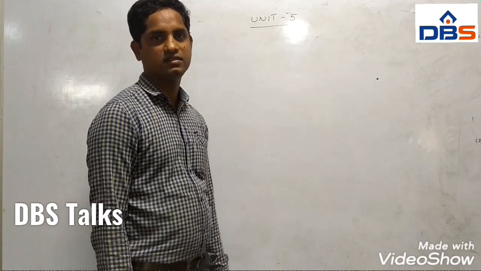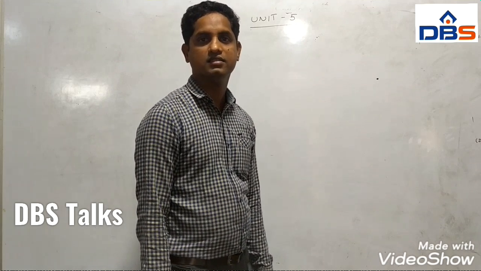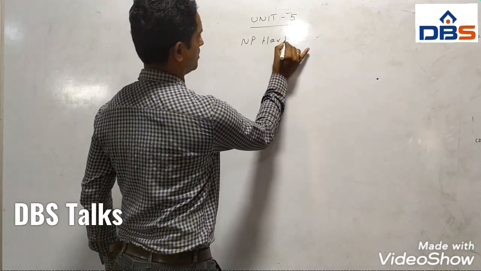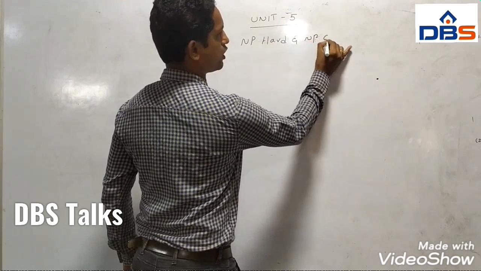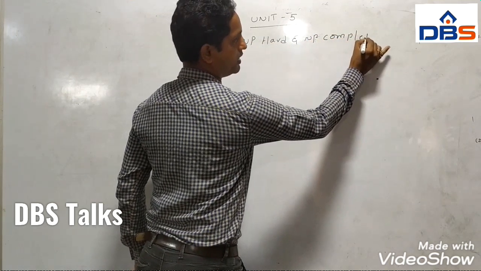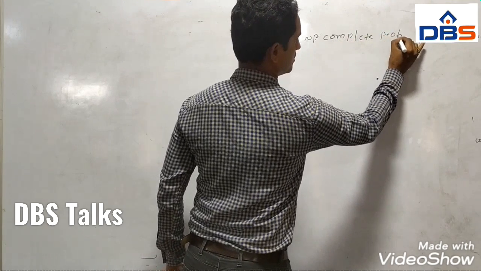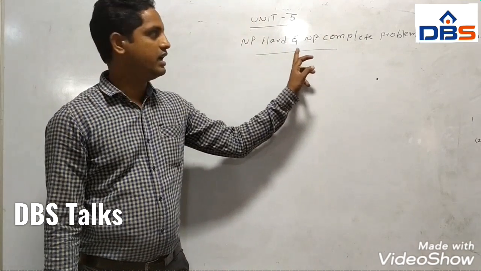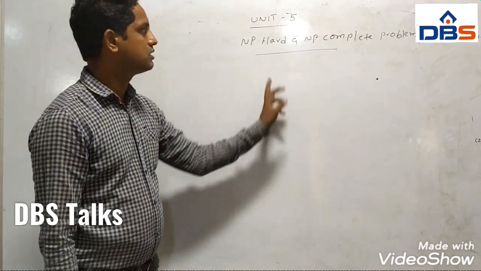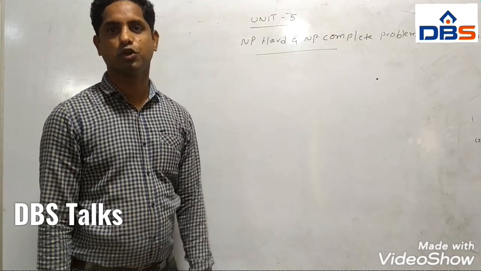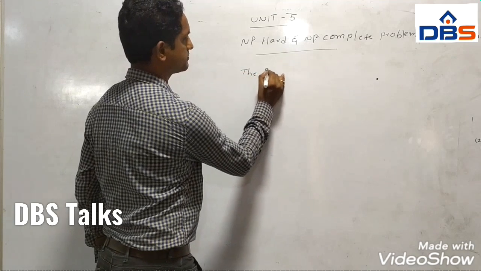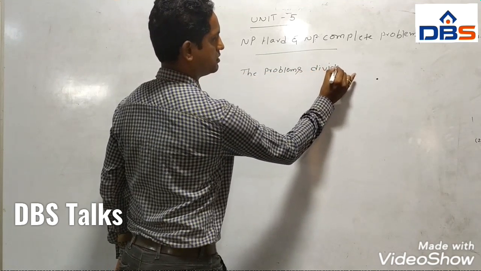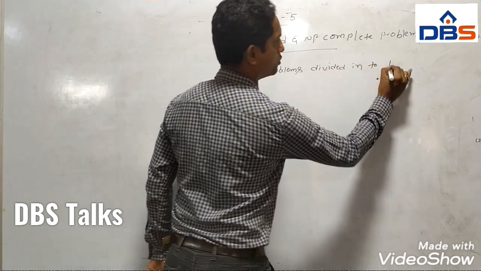Good morning, students. Now we discuss the fifth unit of Design and Analysis of Algorithms, that is NP-Hard and NP-Complete problems. So the topic is NP-Hard and NP-Complete problems. See, the problems can be divided into two groups.